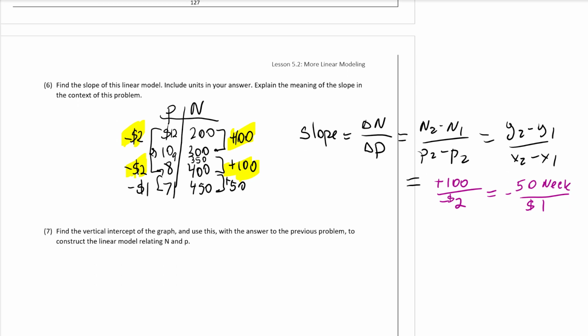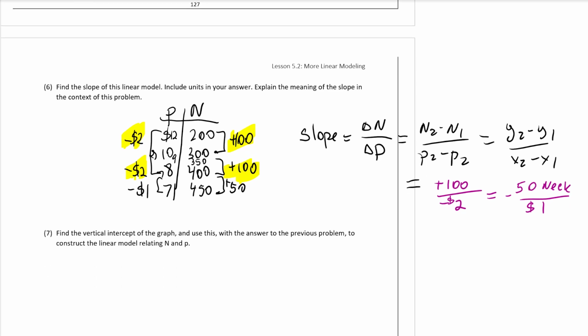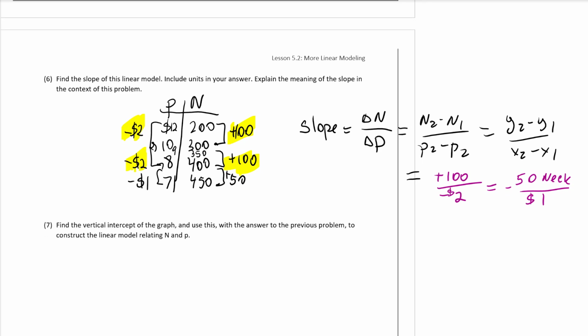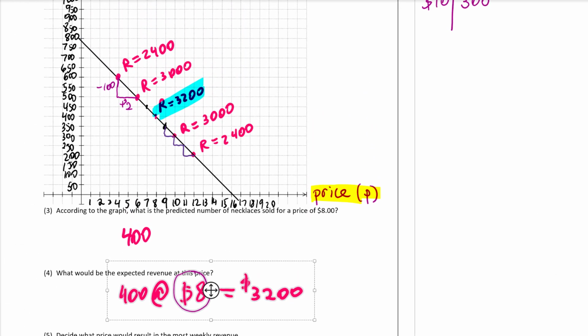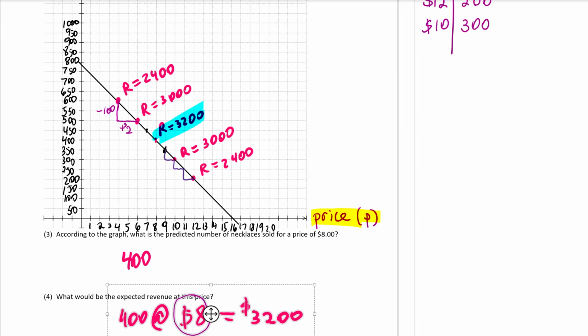It says find the vertical intercept of the graph and use it with the answer to the previous model to construct a linear model. Here I gave you the complete picture, which is why I wanted the scale to go all the way out. So can you identify the vertical intercept of this model? I'll give you a moment. Looking at the diagram, the vertical intercept is right here. It's 800. What does it mean in the context of that question?